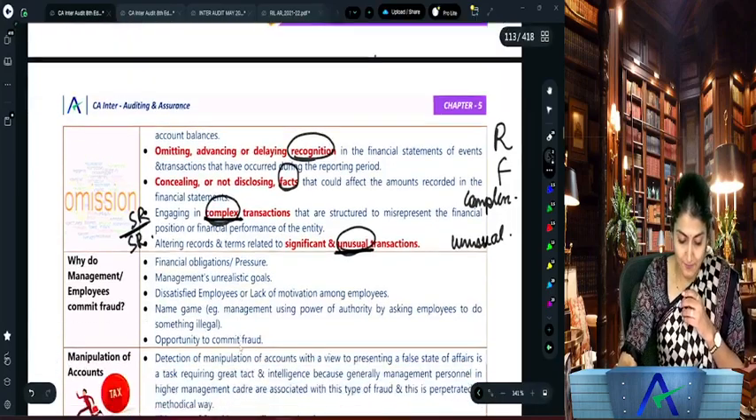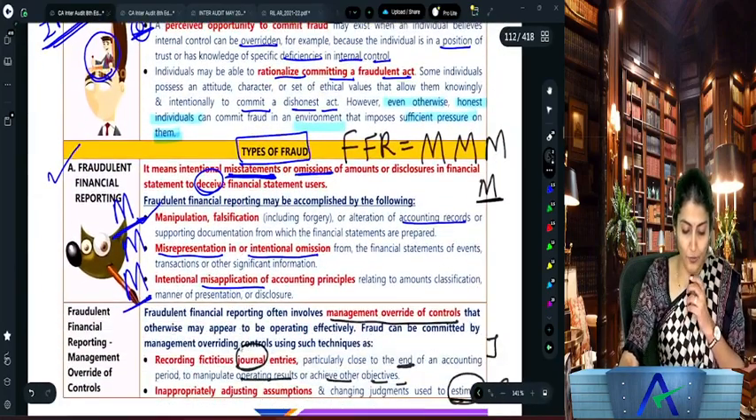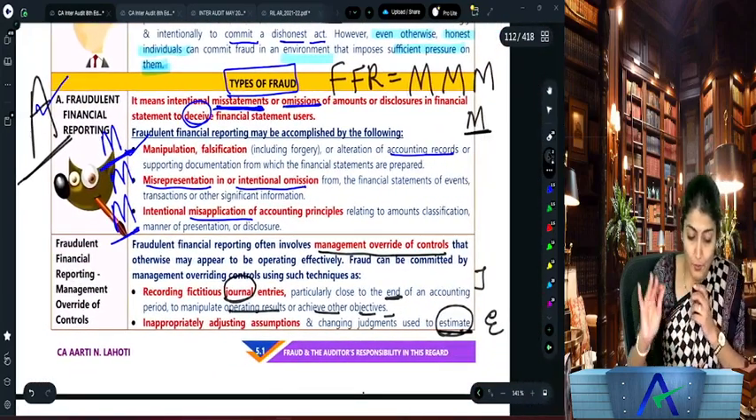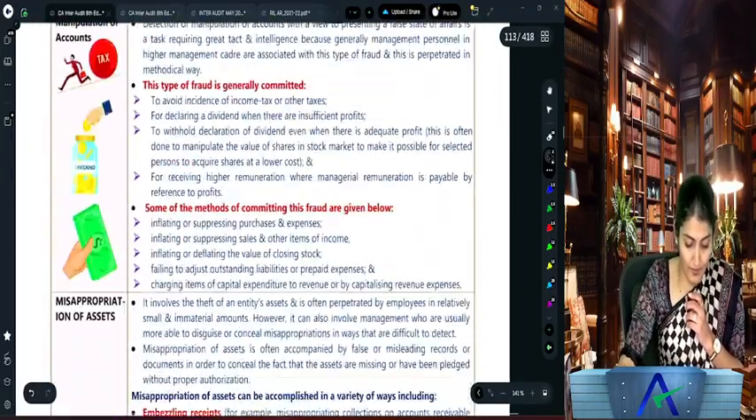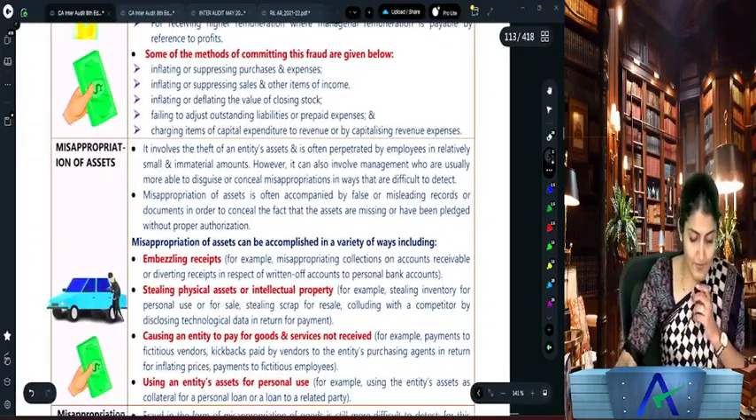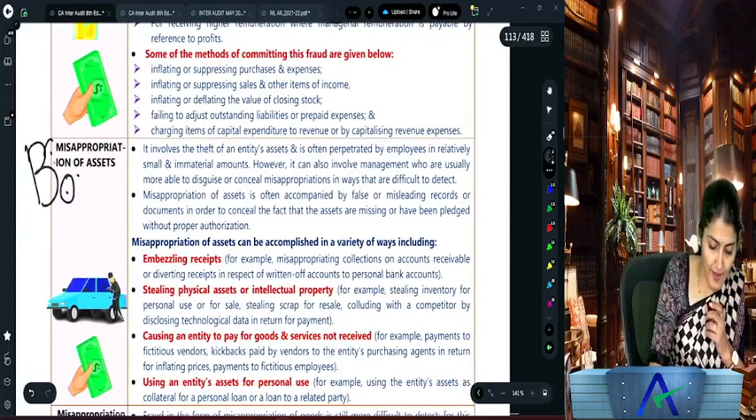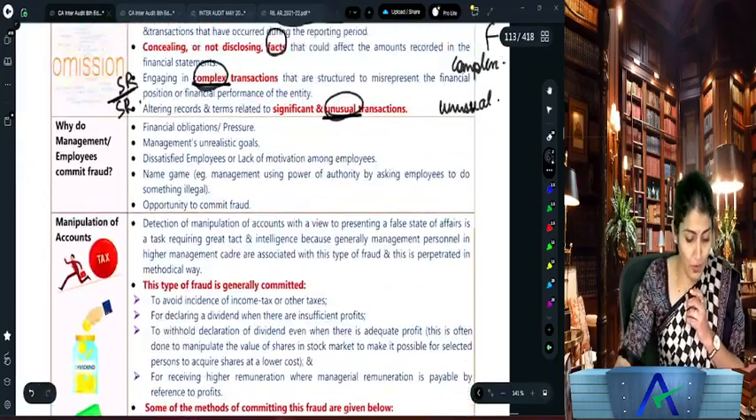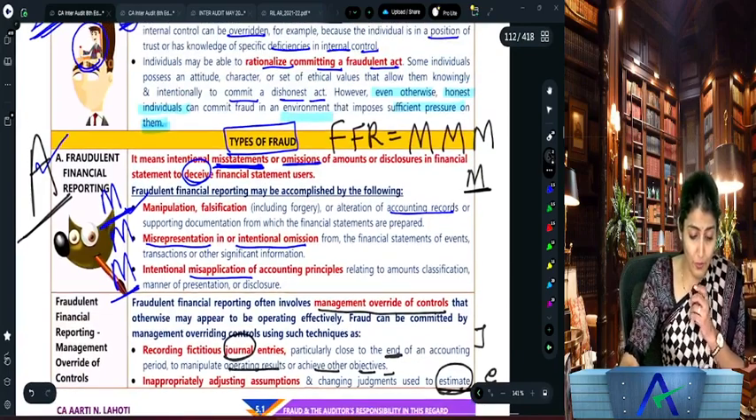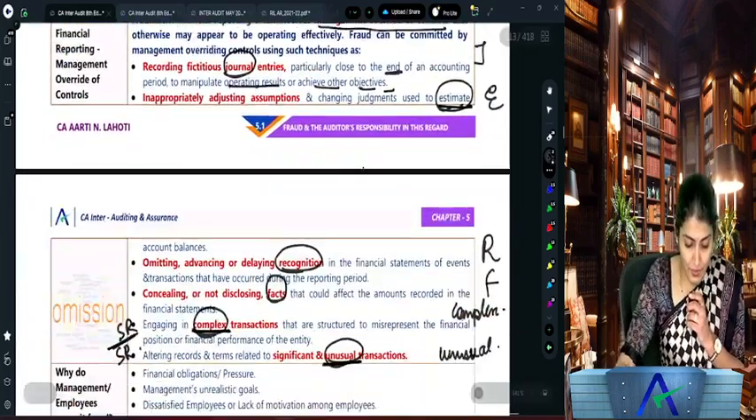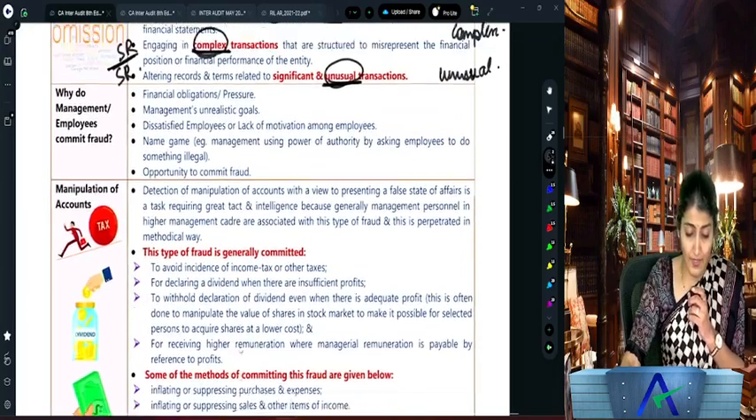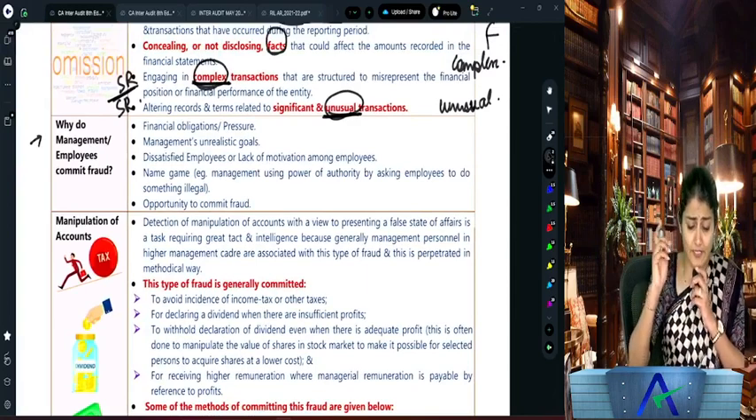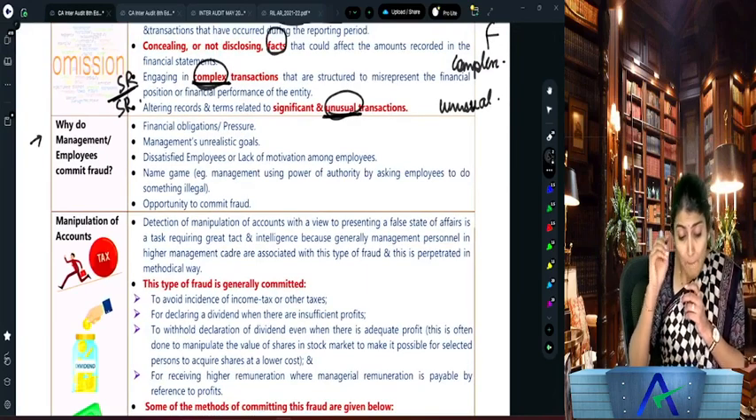Right? Next question. What are we discussing, everyone? Types of fraud. What is the A? Fraudulent financial reporting. And what is the B? B is the misappropriation of the assets. But we are yet to reach the B. Right now we are still talking about the A. In the A, what we have talked about is fraudulent financial reporting, in that a question regarding the MOC.